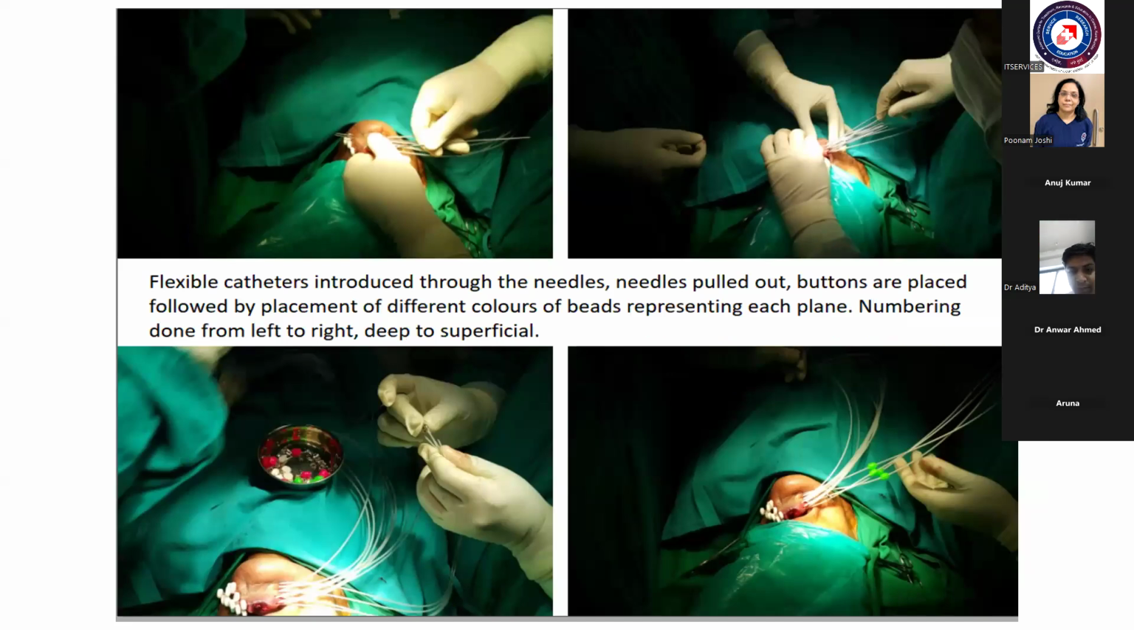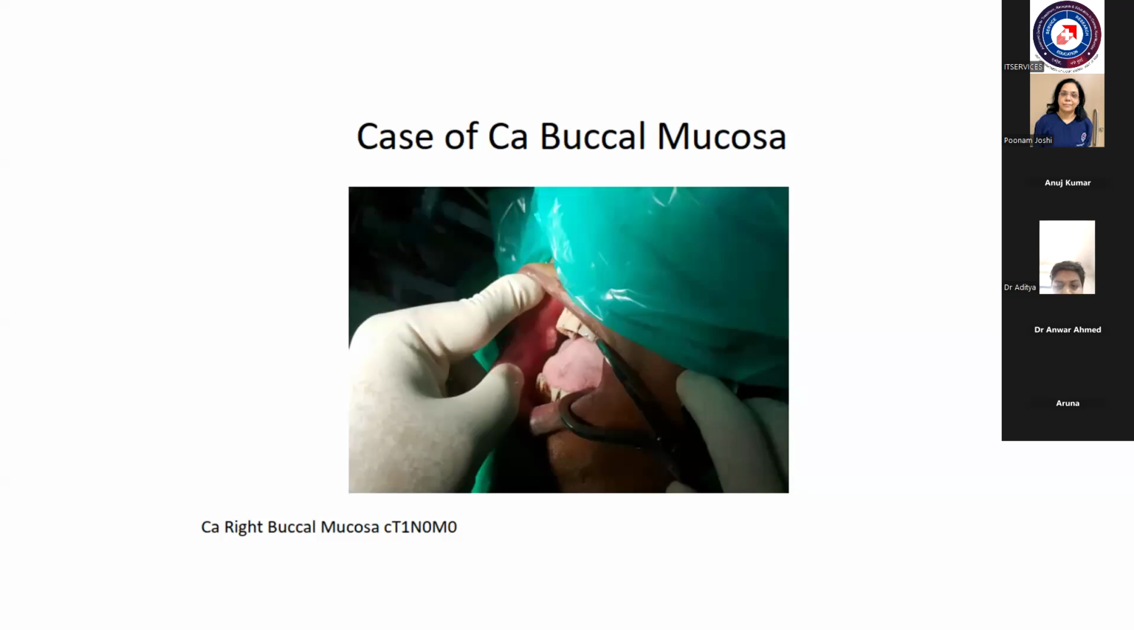The buttons are placed, followed by placement of different colors of beads. Why we place different colors of beads is that when we evaluate the patient later on during the planning, we have to know which is the superficial plane and which is the deep plane. So normally we give a particular set of colors for the superficial plane and a different set of colors for the deep plane so that we know which is which. And numbering is done in a systematic order, from left to right and deep to superficial. So this is how the catheters are placed in the operating theater.